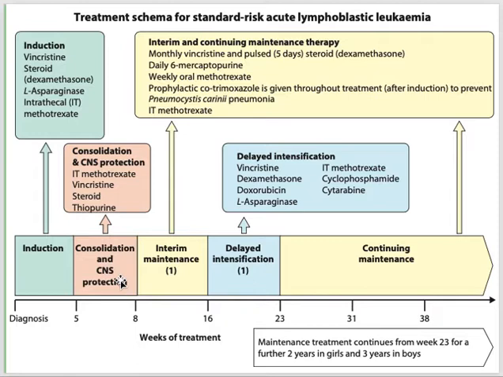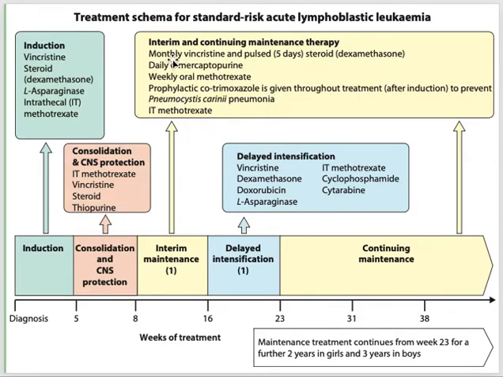Of course, we give them chemotherapeutic drugs. The first phase of treatment is induction. In induction, we can give vincristine, steroids, L-asparaginase, intrathecal methotrexate, things like this. They are going to start killing the cells. And then there is a phase called consolidation and CNS prophylaxis phase. We give them methotrexate, vincristine, steroids, and thiopurine. And then there is the maintenance 1 phase.